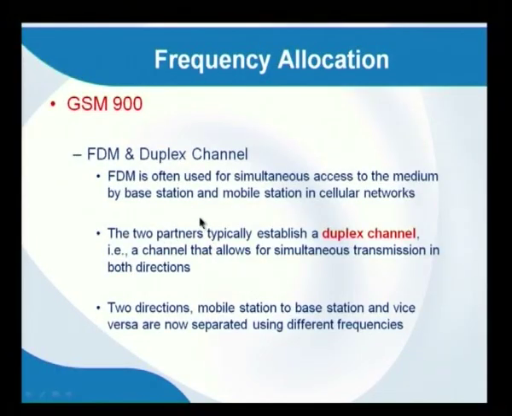So, two-way communication is referred to as duplex. The two entities, or two mobile stations, or in general two stations, typically establish a duplex channel, that is a channel that allows for simultaneous transmission in both directions. So, the duplex channel ensures simultaneous data transmission in both directions. The two entities and their frequencies are separated using different frequency bands.